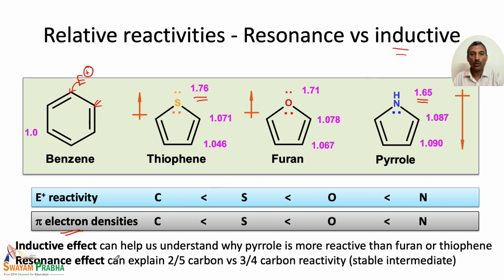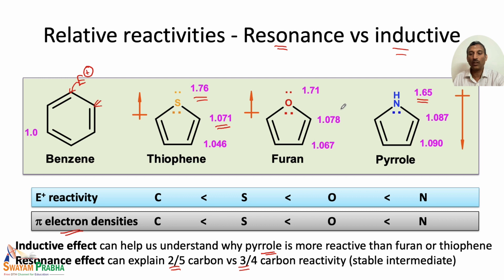So using this resonance effect, we can explain the reactivity difference between 2 and 3 carbon. So whichever is leading to a stable intermediate, then the reaction actually occurs. That can be explained using the resonance effect. In other words, the electron density can be used to explain the observed product formation. And when we talk about the inductive effect, that actually tells why pyrrole is more reactive than thiophene or furan. So this is also another reason.